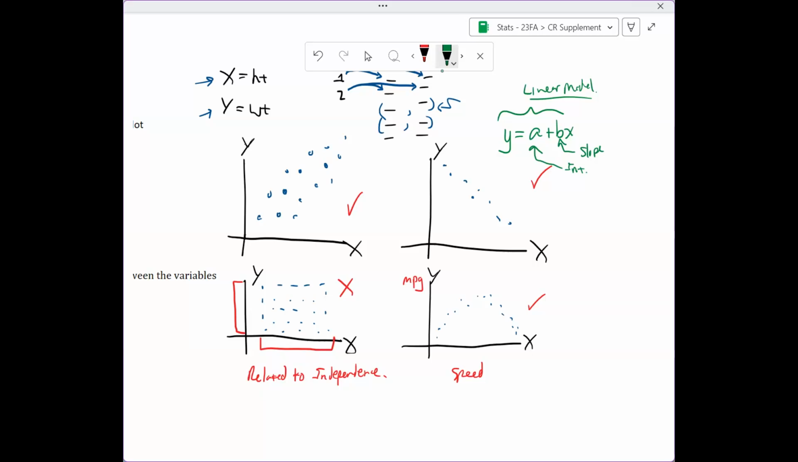Okay, so I have y equals a plus bx, but this is a general formula for a line. If I have a particular data set, what line should I use? How should I choose a and b? So let's look at our height and weight data.